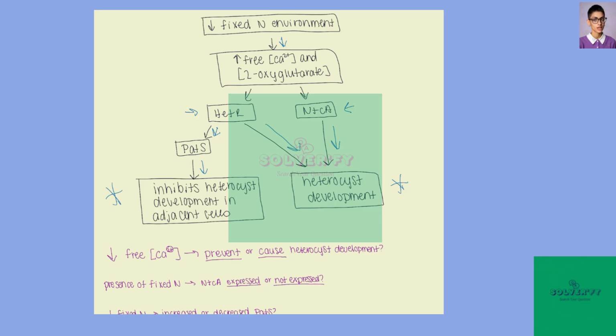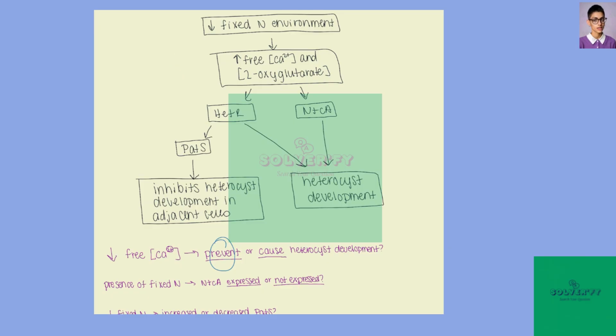So now we're going to be looking at this chart and we're just going to be altering a couple things to see what happens to the end product. So first what we're going to look at is if you decrease the free calcium, so this is looking at right here, if you decrease the free calcium, is that going to prevent or cause heterocyst development? Well, we know if we have increased free calcium, that's going to cause heterocyst development. So if you decrease this free calcium, then that should prevent heterocyst development because you wouldn't have these two transcription factors being produced, so you wouldn't have this heterocyst development occurring. So it should be prevent.